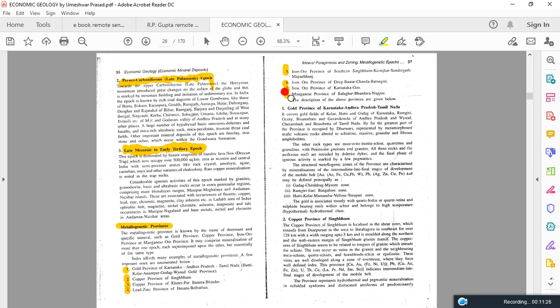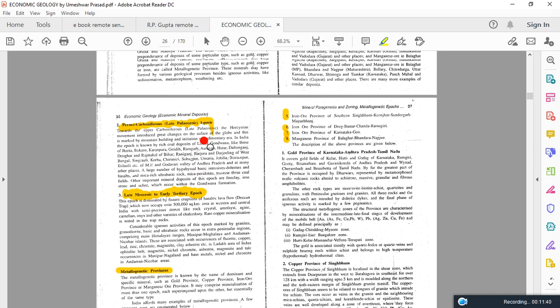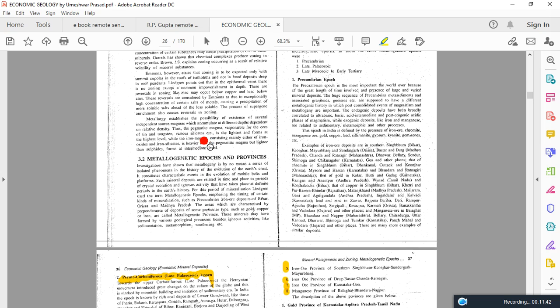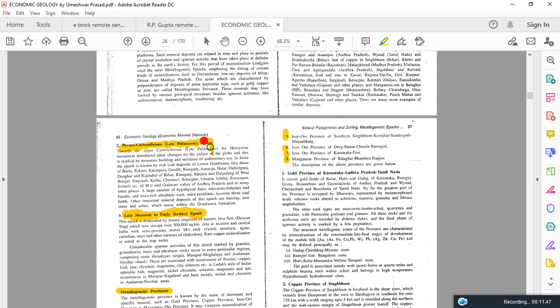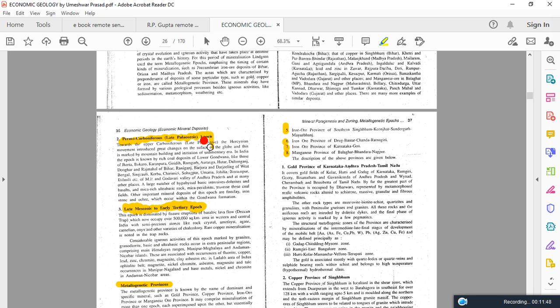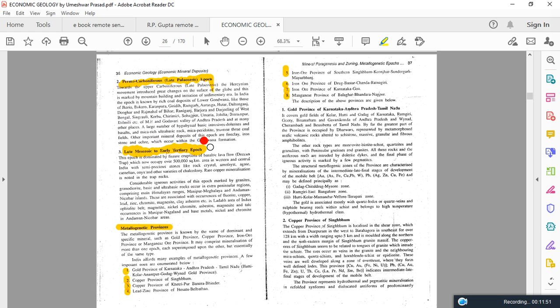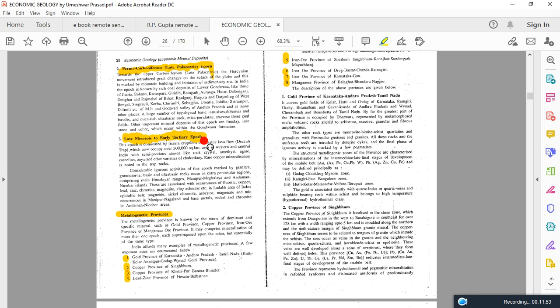So there were peculiar time periods during which minerals got deposited. The areas in which these got deposited are known as metallogenic provinces, and the times during which they got deposited are known as epochs. These times are majorly of three types only: the Precambrian epoch, the Permo-Carboniferous epoch, and the late Mesozoic to early Tertiary epoch. Okay, and the eight provinces are present in which these minerals got deposited.